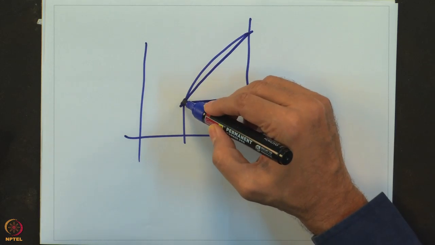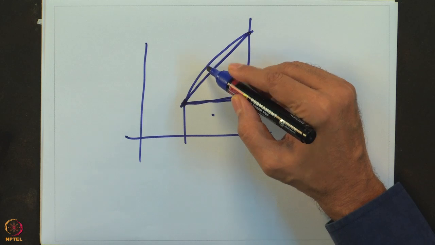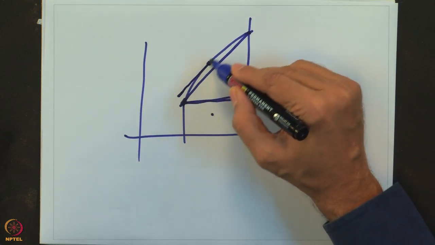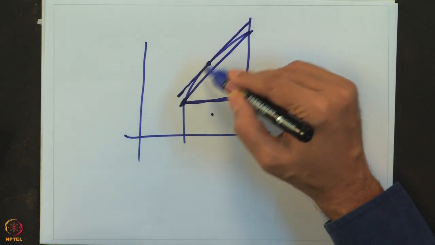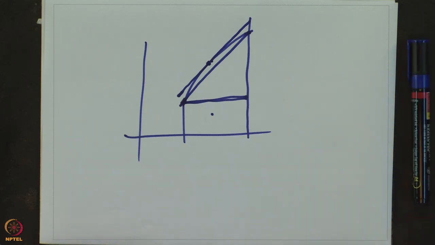So, should I take the slope at the beginning, should I take the slope at the end, or should I take the slope in the middle? Well, the slope in the middle is likely to be closer to the average slope. And therefore, we should be taking the slope in the middle. So, that is really the intuition behind this formula.